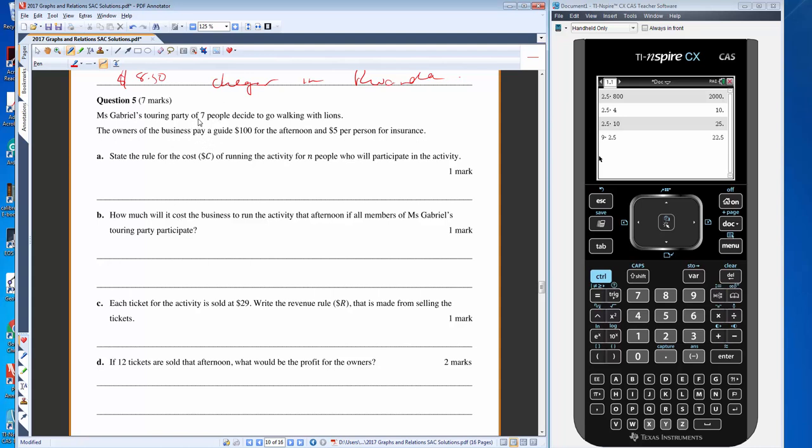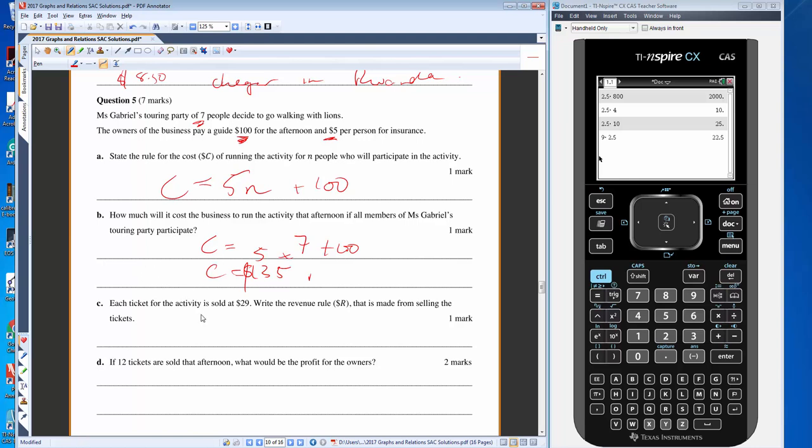Ms. Gabriel was over walking with these lines, and she had a touring party of 7 people. Owners of the business pay a guide $100 for the afternoon and $5 per person for insurance. So state the rule for the cost. So cost is $5 per person, so 5N plus the flat fee that the guide gets. How much will it cost to run the activity that afternoon if all members participate? So C equals 5 times 7 plus 100. C equals 135, so $135, which is pretty cheap. I dare say you pay a bit more than that.